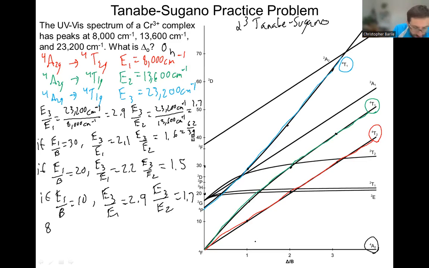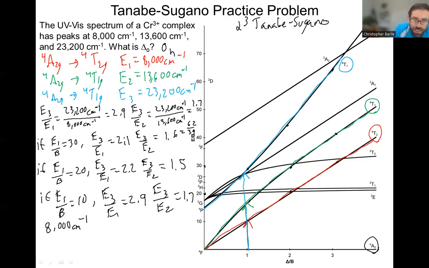And so we know our transitions are right around this area. Our first transition is there. Our second transition, that's worth 13,600 wave numbers, is there, going from ground state to excited state. And our third transition is here. That's where we are. We did the hardest part of the problem. Now we just have to do some math to figure out what B is and what delta O is.